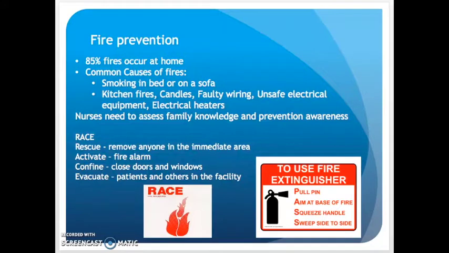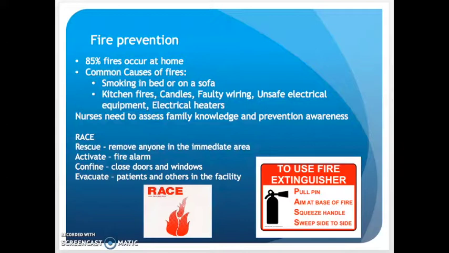So another safety consideration is that of fire prevention. 85% of fires occur at home. Common causes of fire: smoking in bed, kitchen fires, candles, faulty wiring, unsafe electrical equipment, electrical heaters. All of these things we need as nurses to make sure that our patients are aware of the hazards and prevention awareness. So we want to encourage patients to have a plan for escaping if a fire does happen at home. Make sure they have smoke detectors that are operating well.